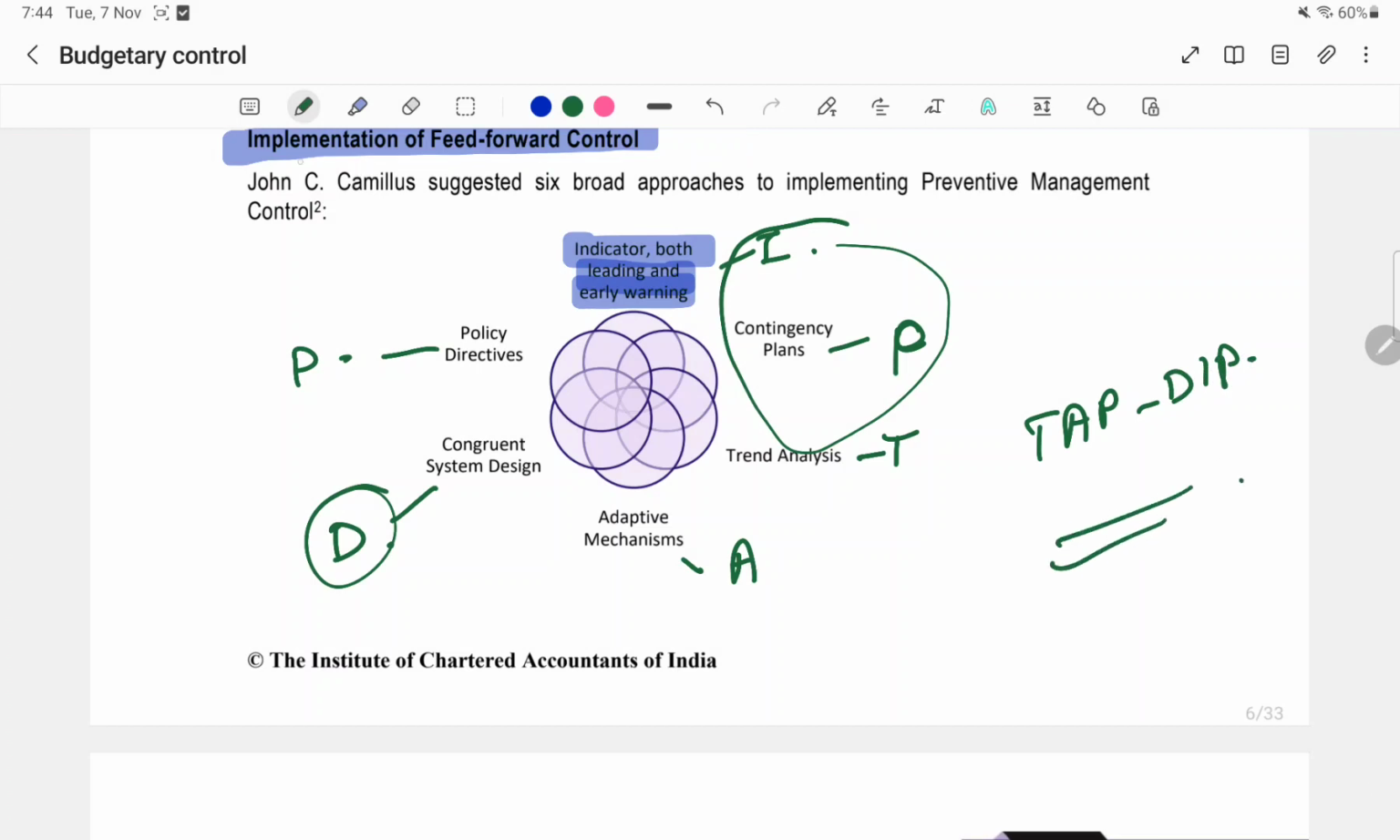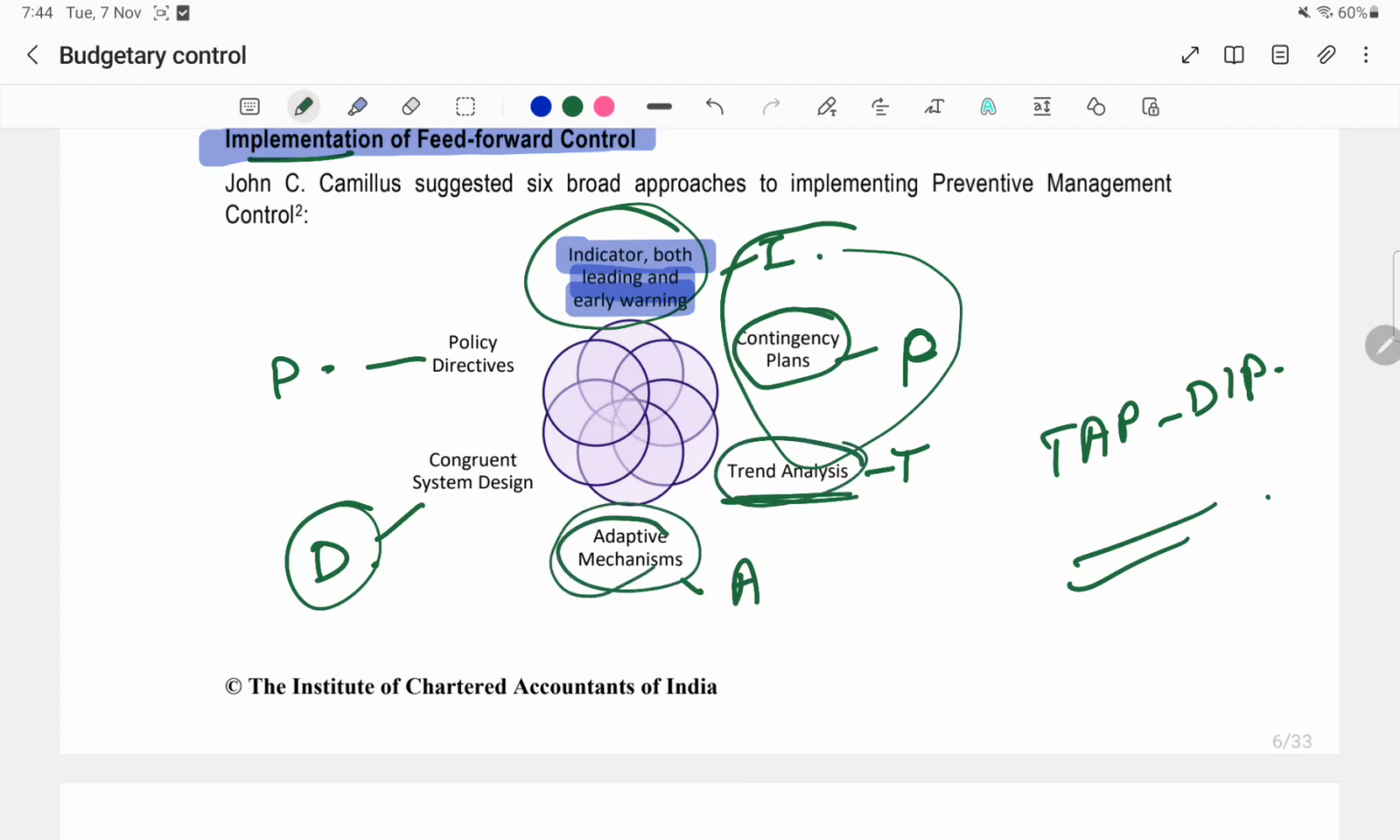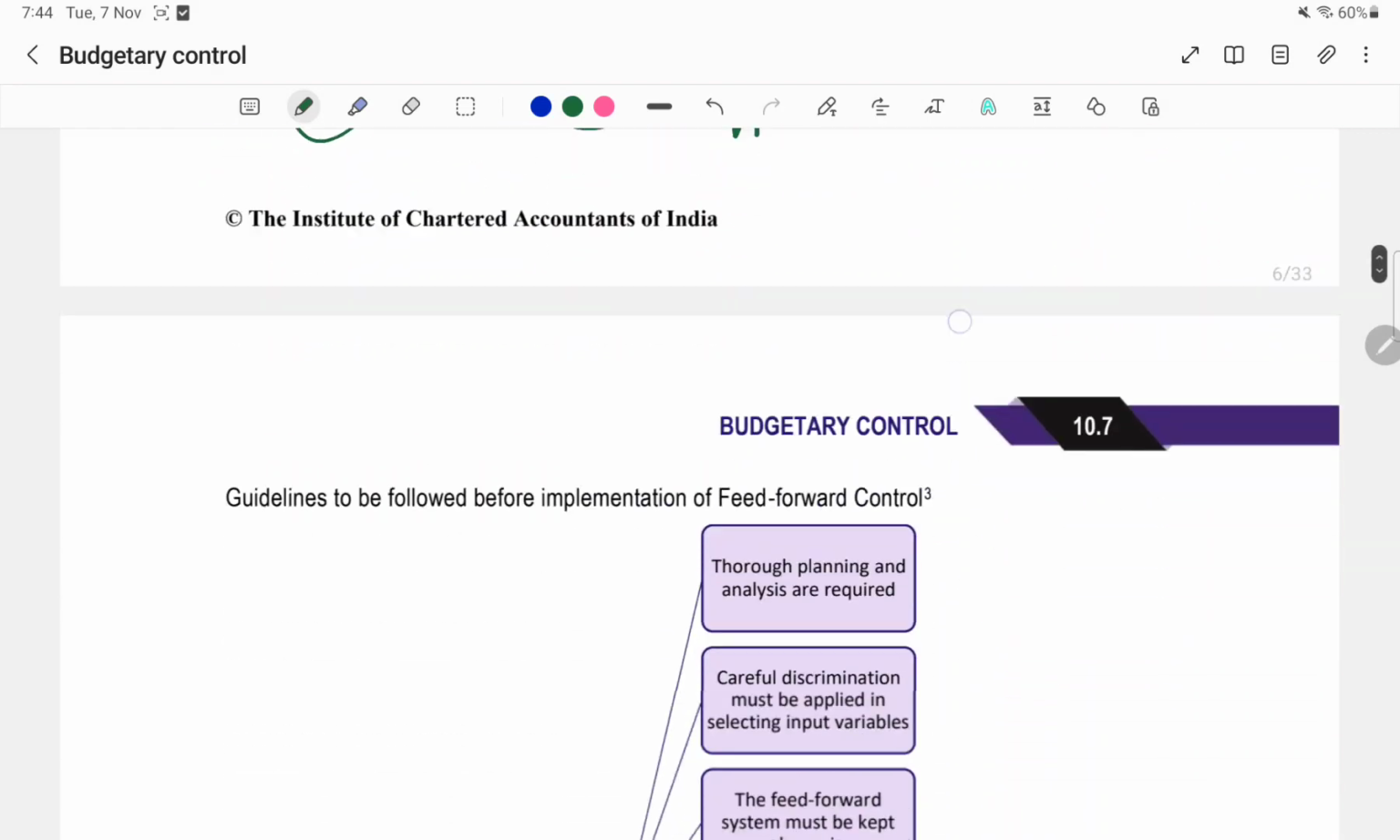Yeah, so we need to implement the feed forward control. Indicator, how should the indicator be? Both leading and early warning. Then there should be some contingency plans. Then we also have to analyze the trend analysis. Then adaptive mechanisms are to be taken. Congruent system design will also be developed, and then follow the policy directives.